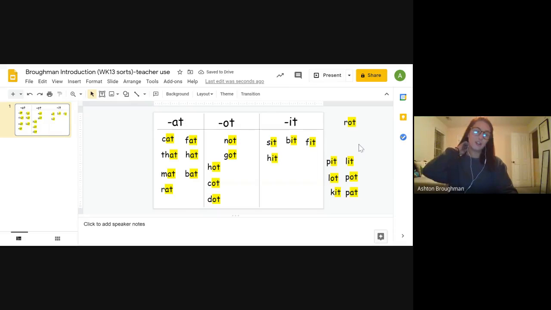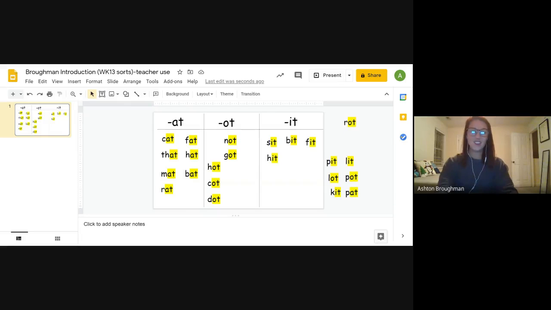What letter does that word start with? Good. That word starts with the letter R. What sound does the letter R make? R. Yes. There's OT again, and we know the OT says what? Ought. So let's put those two sounds together. Ought. Ought.